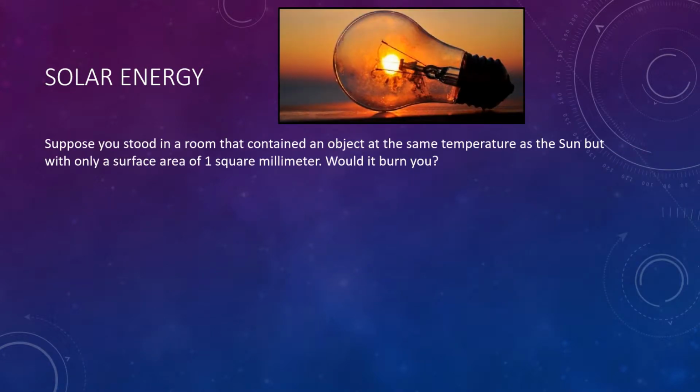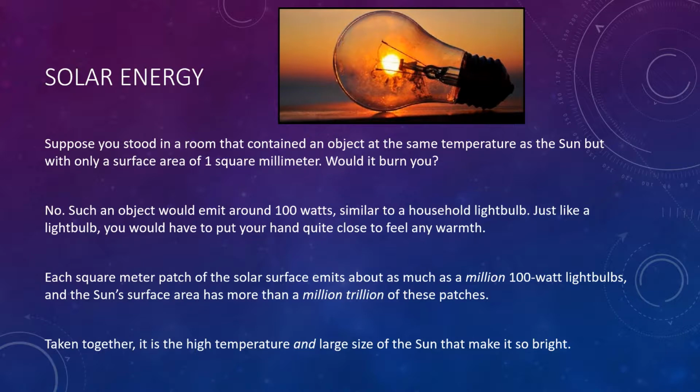So suppose that you stood in a room that contained an object at the same temperature as the sun, but with only a surface area of 1 square millimeter. Do you think it would burn you? Well, the answer is, surprisingly maybe for some people, no. Such an object would emit around 100 watts, similar to a household light bulb. Just like a light bulb, you would have to put your hand quite close to feel any warmth.